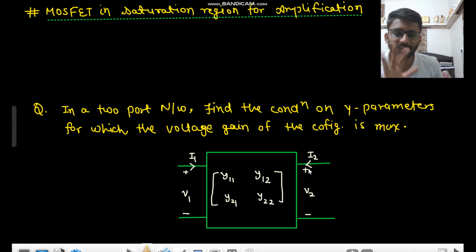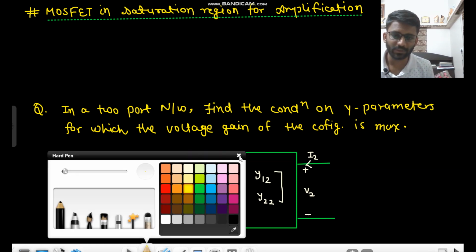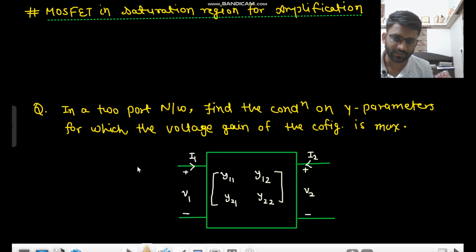There is a question: there is a two-port network. We apply some input voltage Vs to it, and it has some internal resistance Rs. You need to find the Y parameter condition for which the voltage gain of the whole configuration is maximum. This is the Y parameter network you have: V1, I1, V2, I2, that you know, right? And we will have a voltage source here, Vs and Rs.